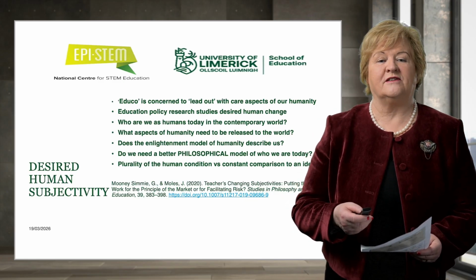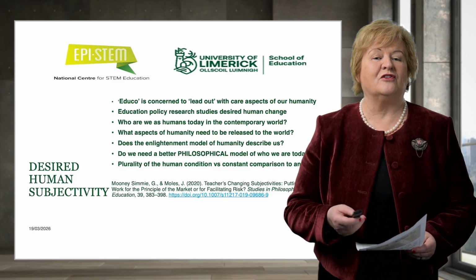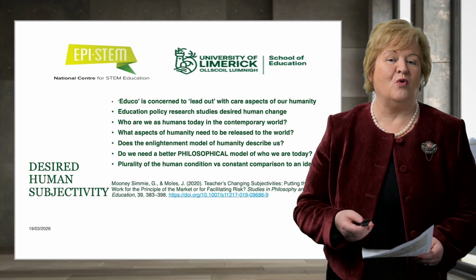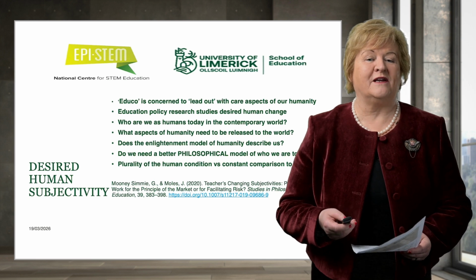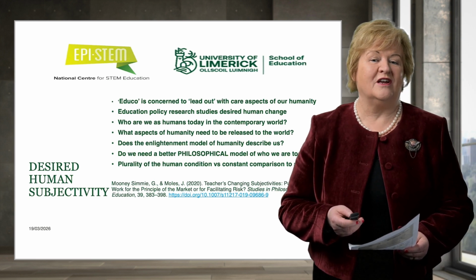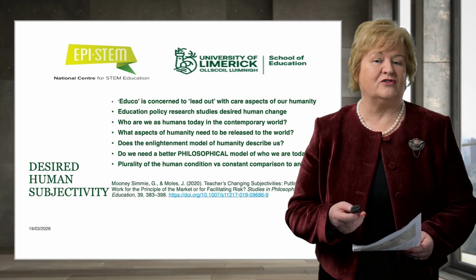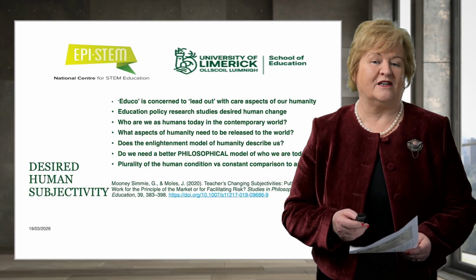And as I said, a desired human subject and human subjectivity is very much at the heart of education. The education system is educo. It's concerned with leading out a certain type of person. Educo, leading out. So what aspect of our humanity is looked for at the moment to be led out? And then how does the education policy researcher study this desired human subjectivity?